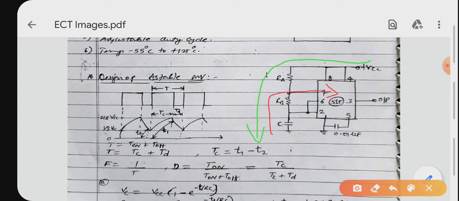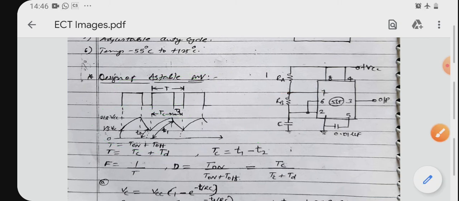Okay, pin number 7 is called the discharge pin. So here you can see the waveforms of charging and discharging of the capacitor, and these are the output waveforms of the multivibrator. Now you can see here the capacitor is charged. Initially the charge on the capacitor is 0. Here it is at 0 level.